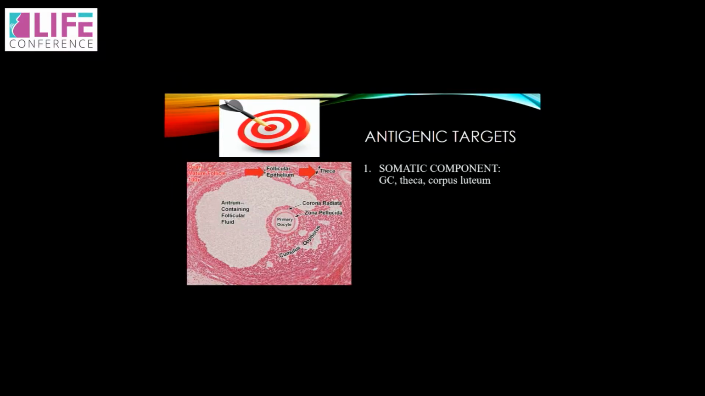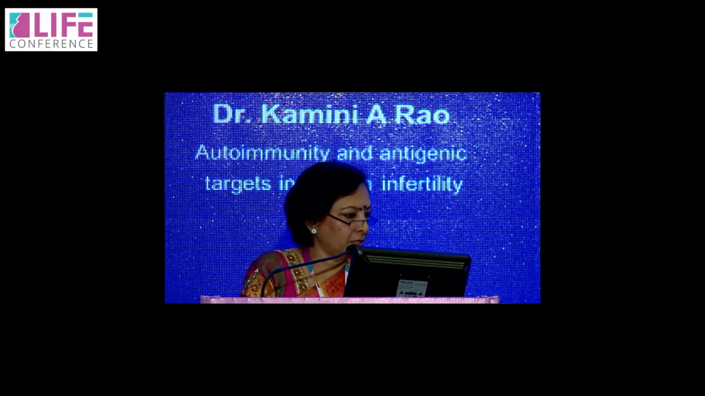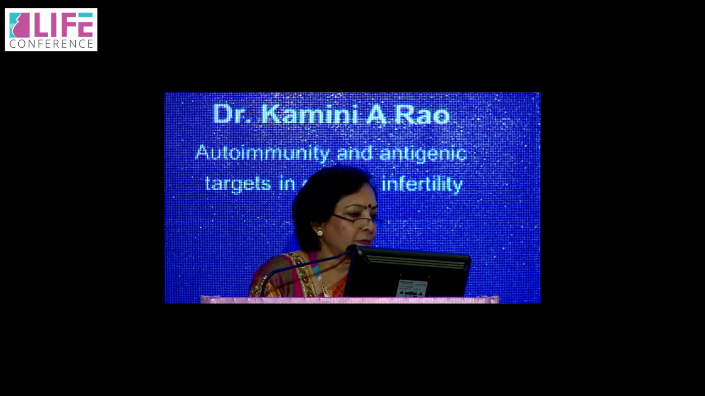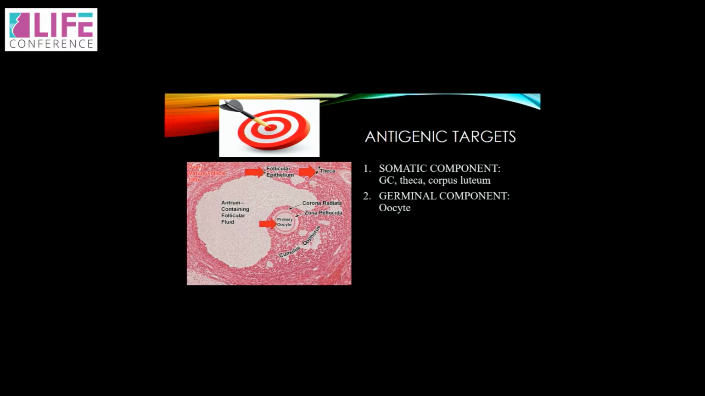Now, we have here the somatic component. What would be the antigenic targets for the somatic component? They would be the granulosa, the theca cells, and the corpus luteum. And next is the germinal component, the oocyte itself, and the zona pellucida separating the above two. The molecular targets will actually be the gonadotrophin receptors and the gonadotrophin itself.